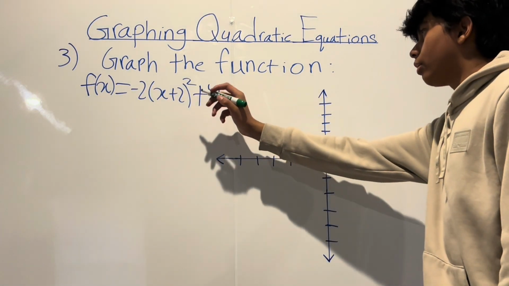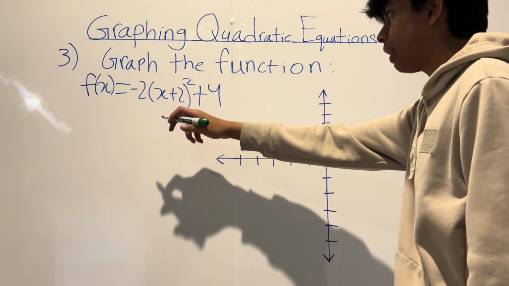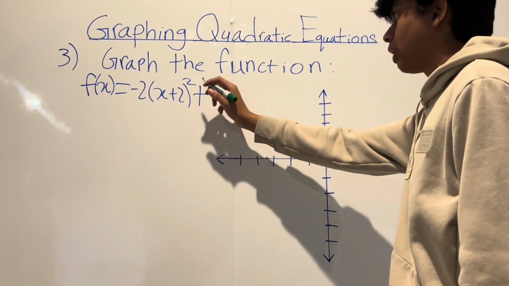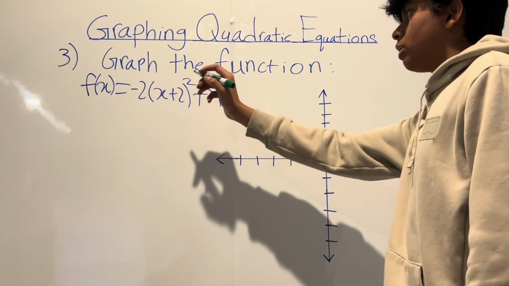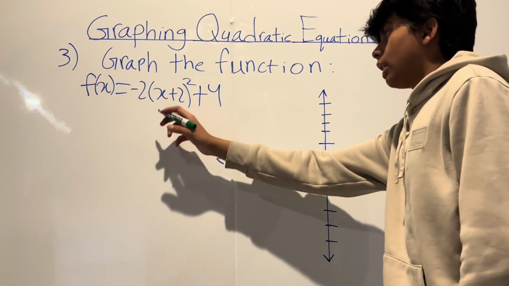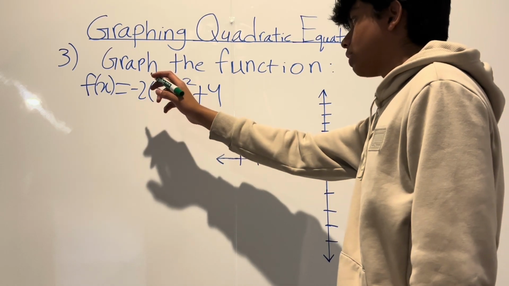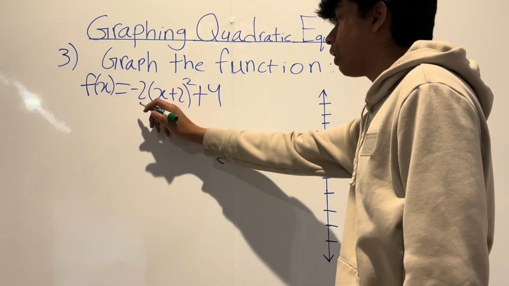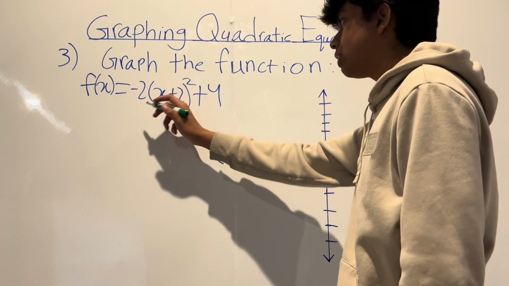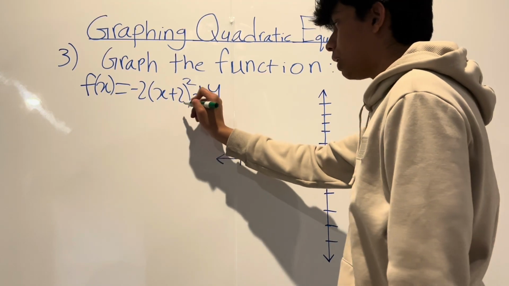Question 3, we have graph the function f of x equals -2 times x plus 2 squared plus 4. So now we have a dilation and it's negative. So the concavity of the graph, which tells us if it opens upwards or downwards, is based on the a value. And here our a value is -2. Since it's negative, the graph is going to be opening downwards.